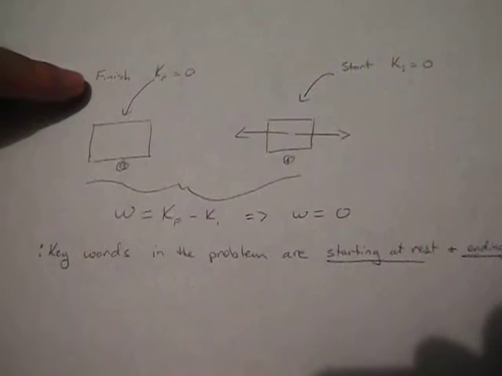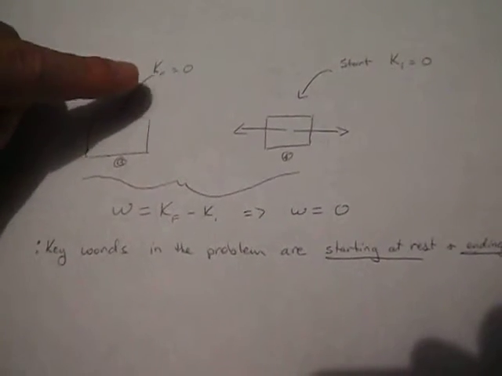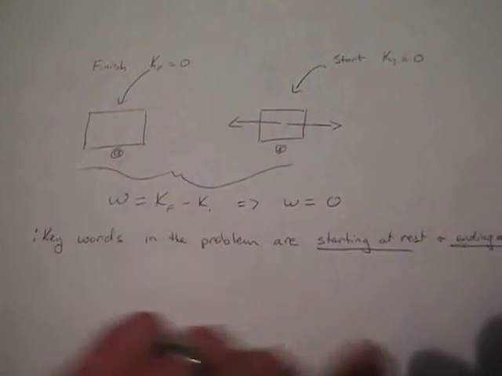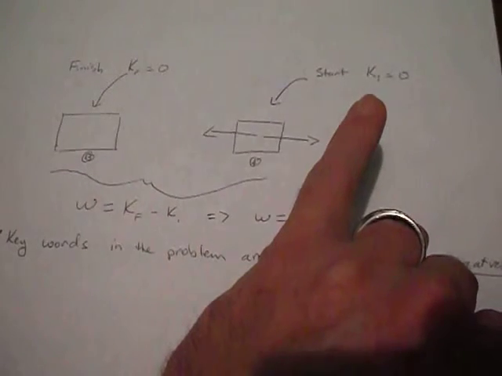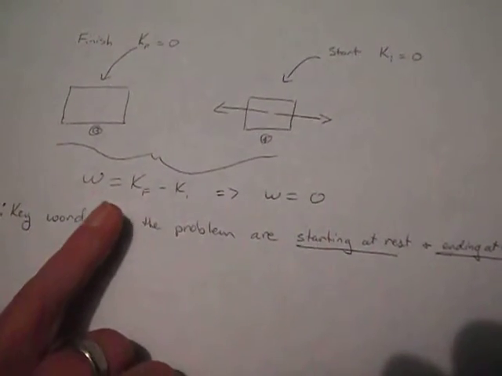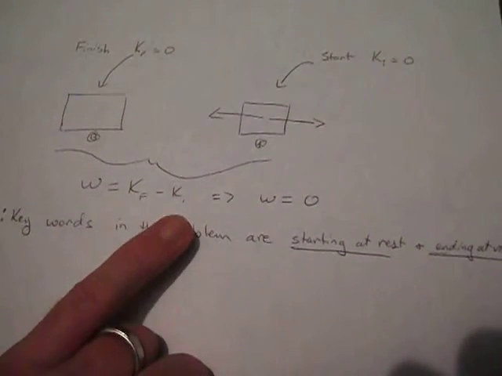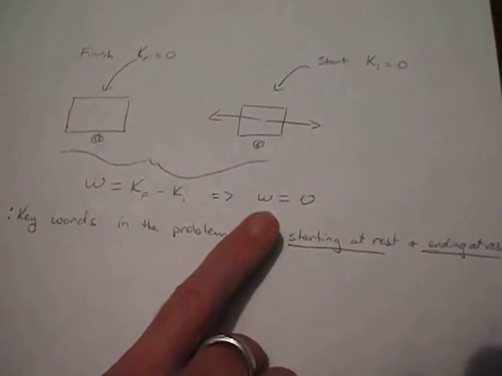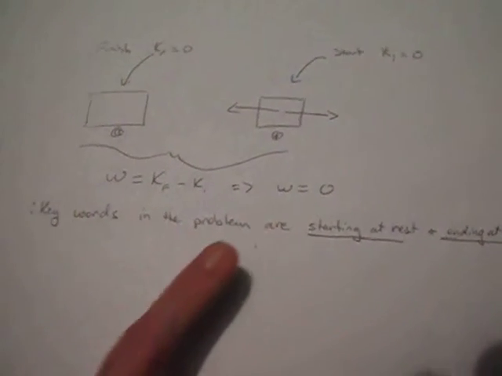So I've got the finish. This is the finished position. The kinetic friction is 0. At the starting position, the kinetic energy, or kinetic initial, is 0. So the work-kinetic energy theorem states that work equals the kinetic final minus the kinetic initial. Those two values are 0, so work would equal 0.